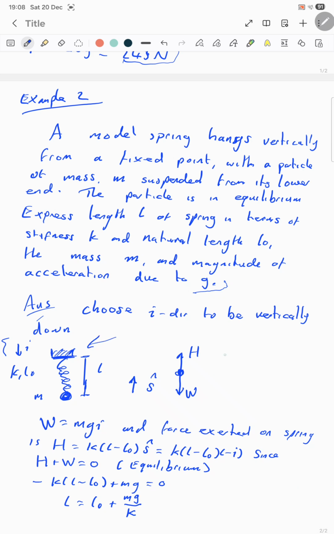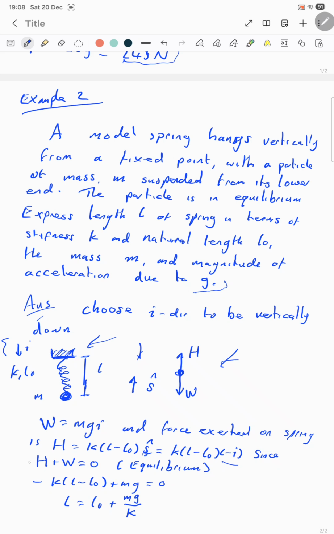This is drawn pictorially here, what we're doing with our little force diagram and our component vector, directional vector. So W equals mgi. The force exerted on the spring is H by Hooke's law again. H equals K(L minus L sub 0) S hat. So we're plugging in these values now. We have a negative i for our S hat.